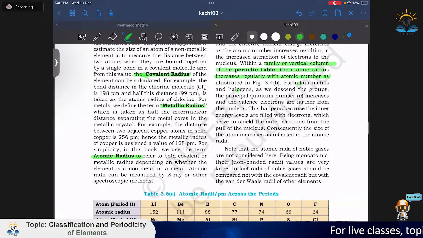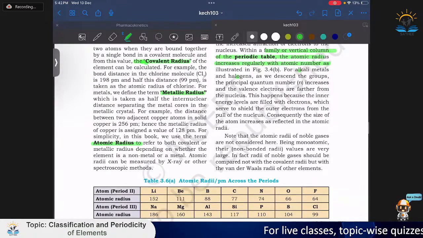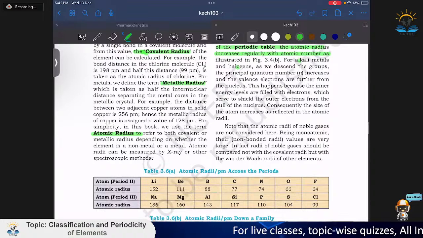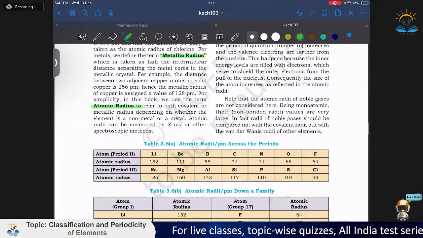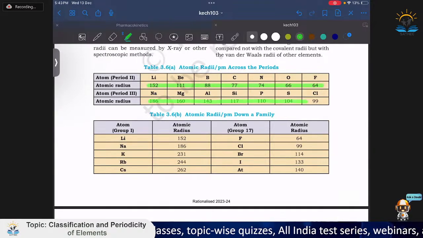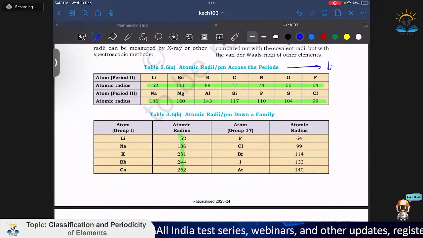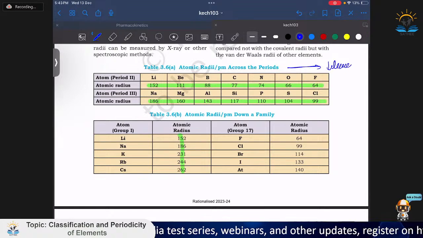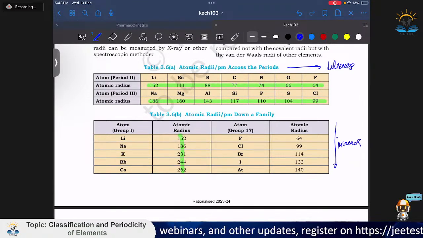Note that the atomic radii of noble gases are not considered here, because we cannot calculate their covalent or metallic radius since they don't form any bond. So see how the atomic radius is decreasing in a period and increasing in a group. You go from left to right, it will decrease. And you go from top to bottom, it will increase. This is the general trend.